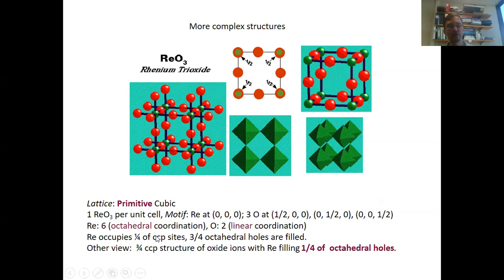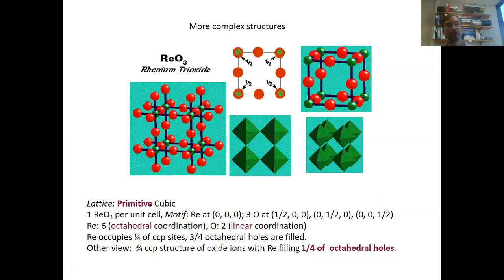1/4 of the spheres are occupied by rhenium, and 3/4 of the octahedral holes are being filled. So you see this unit cell here. You see that there are these green rhenium atoms in the corners of the unit cell, but there are no rhenium atoms in the face centers. Therefore, overall, only 1/4 of the sphere positions are being filled.